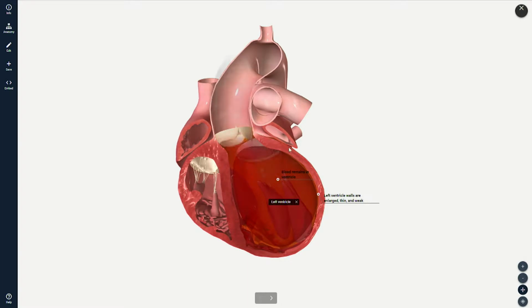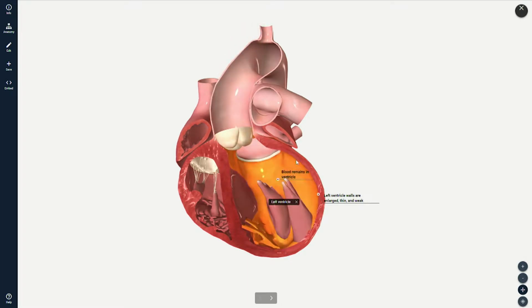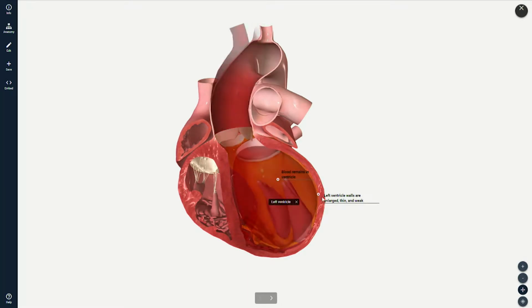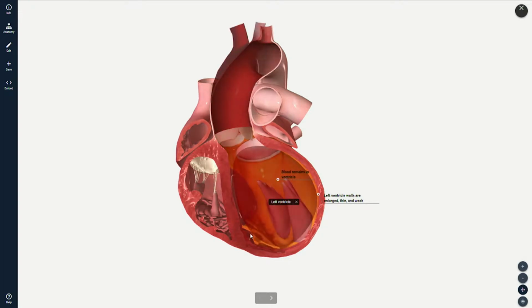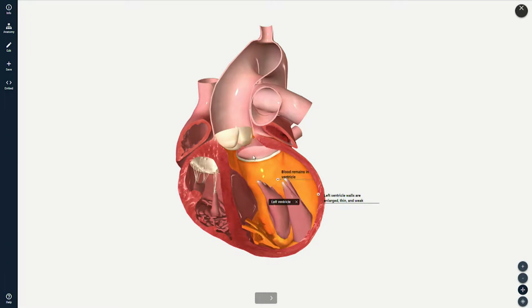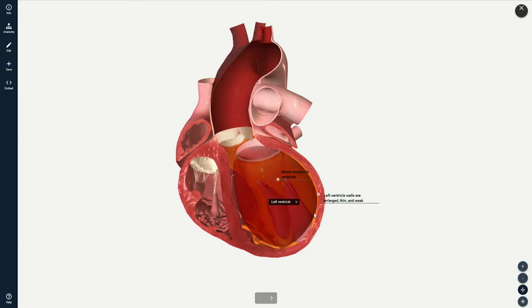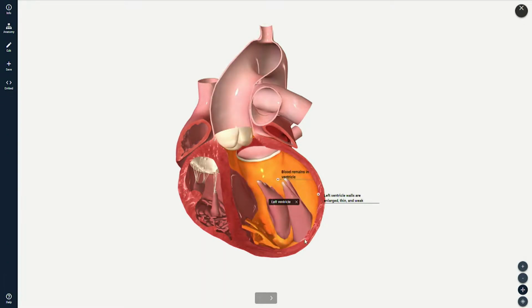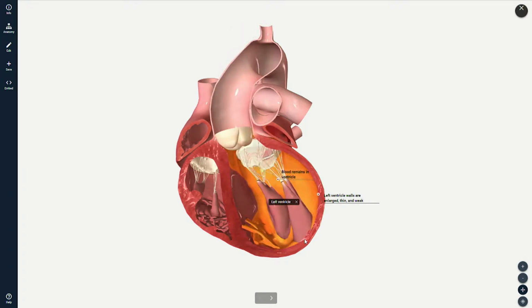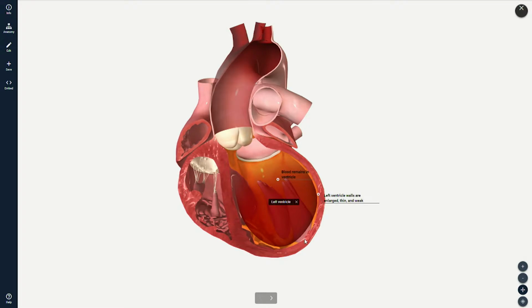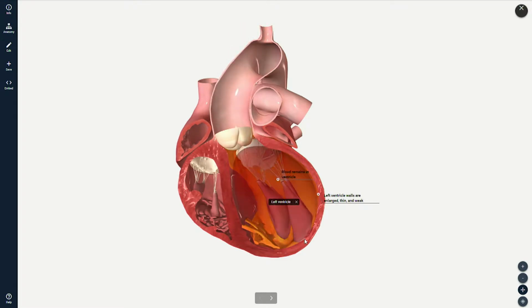Just in a nutshell, heart failure is basically, if you see here, the left ventricle becomes enlarged, the cavity becomes enlarged, and the heart just loses its strength when it comes to pumping blood out of the left ventricle to the rest of the body. In a nutshell, that's what heart failure is, briefly.